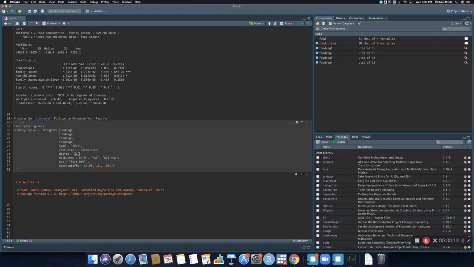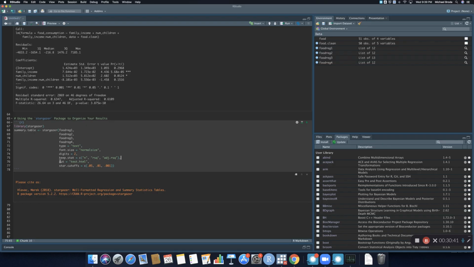I only want 2 digits on my decimal point. I think that's APA, but of course you can adjust that. And I only want to see, in addition to my estimates, I want to see the N, the sample size, R squared, and adjusted R squared for each model. I can also specify my star cutoffs for what's significant. So I have 0.05, 0.01, 0.001. You could add another one there. You could make 0.0001 if you wanted.